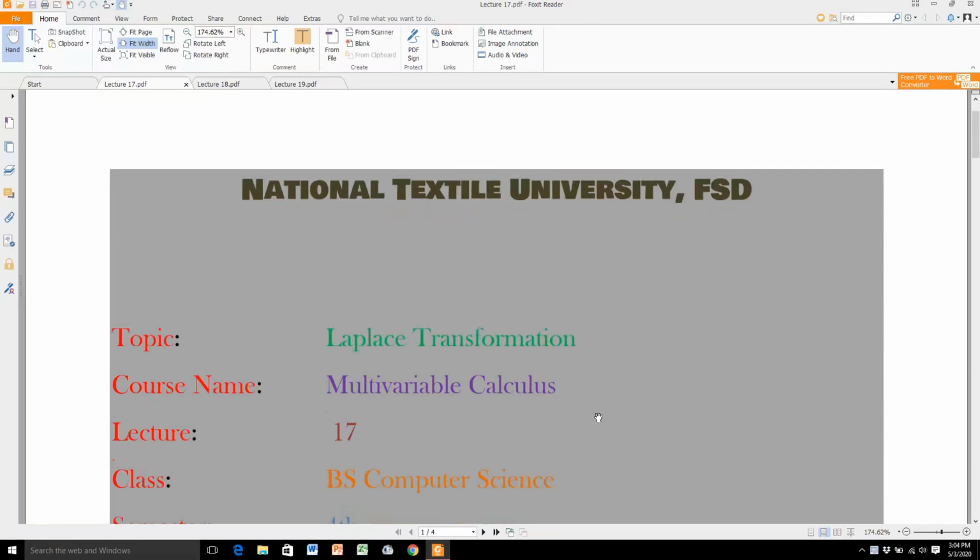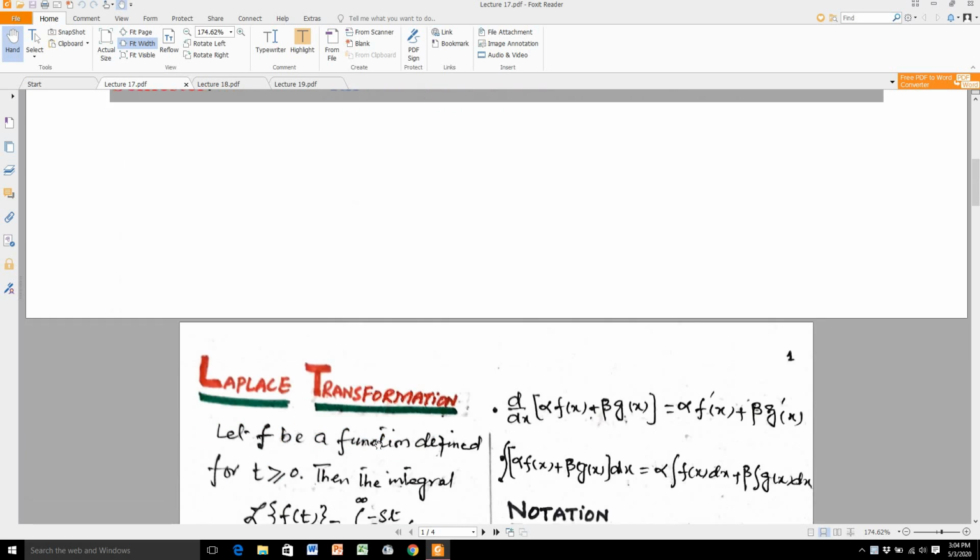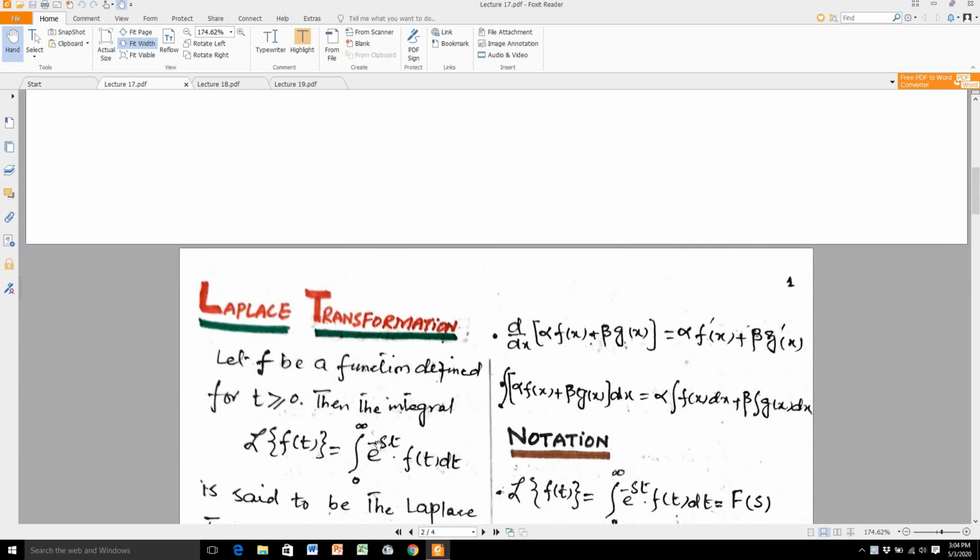Today our next topic is Laplace transformation. In previous lectures, we finished our lectures regarding Fourier series, and then we saw the Fourier sine and cosine series, and then in the last, the Fourier complex series. Now this chapter relates to the topic Laplace transformation, and in this respect it is our 17th lecture. Now we start our lecture.